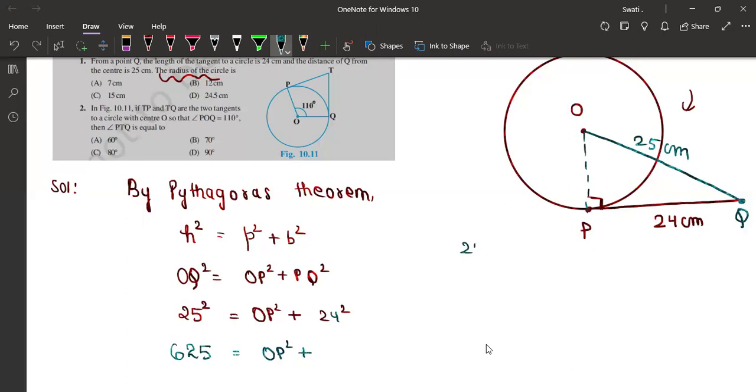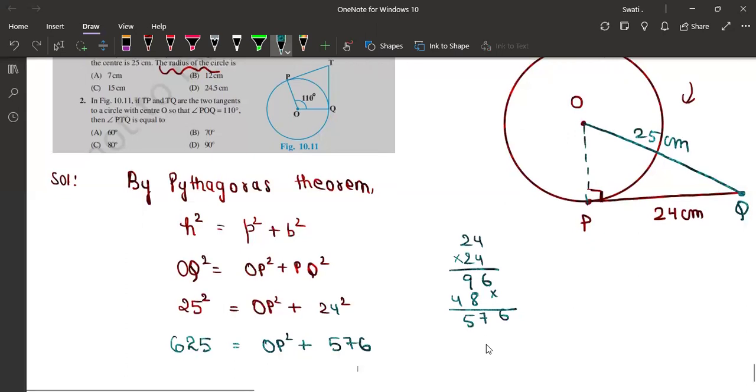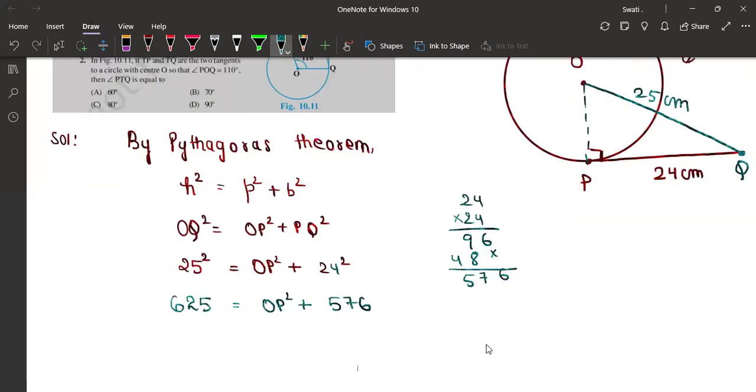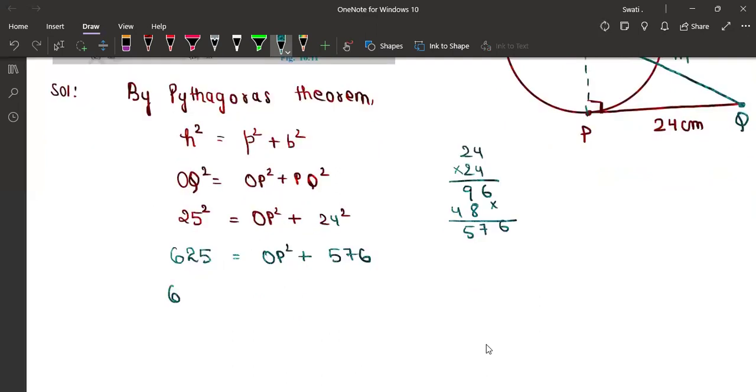So if you find out the 24 square, how are you finding? 4 into 4, 16, and then 4 into 2, 8, 2 into 2, 4. So it is 576. Are you getting the same answer? Yes. It is 576. Next, Manya. What is the next step? Of course, we are going to shift 576 to the other side, right? So it will become 625 minus 576 equals OP square.